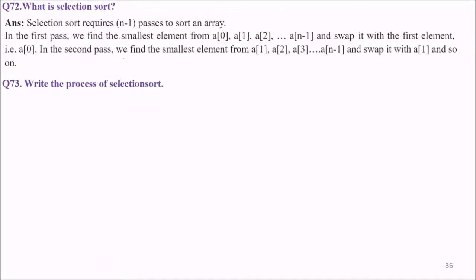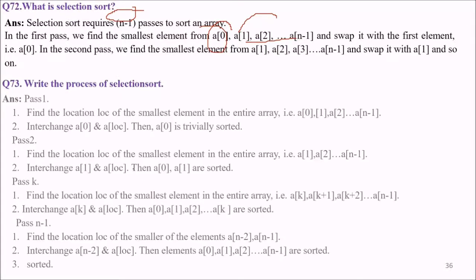What is selection sort? Selection sort requires n minus 1 passes to sort an array. In the first pass, we find the smallest element and swap it with the first element, that is A0. In the second pass, we again find the smallest element and swap it with A1, and so on. What is the process of selection sort?